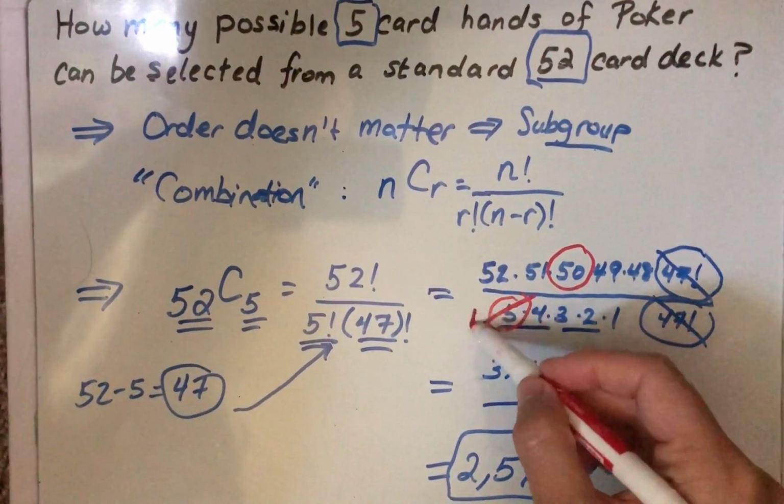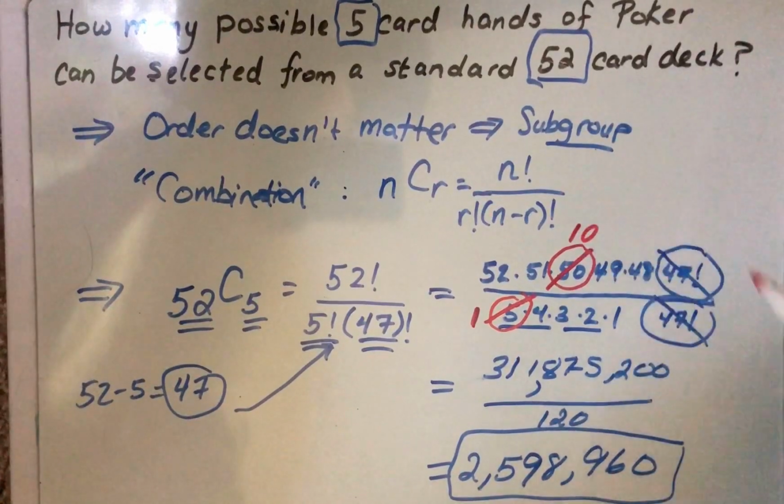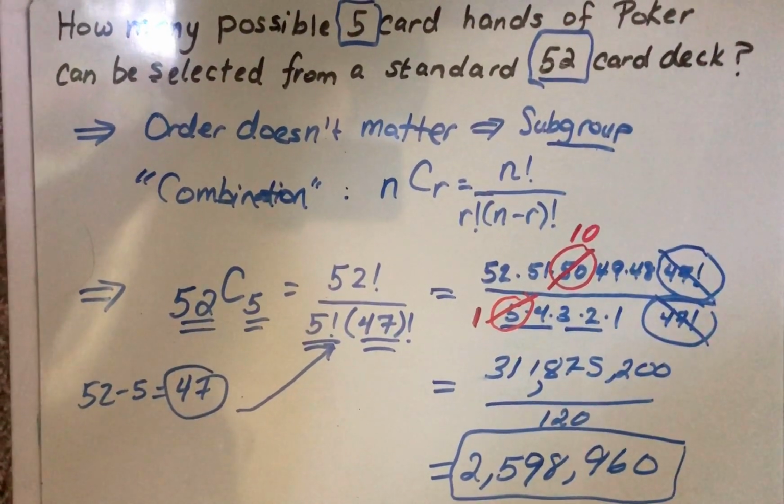5 goes into itself 1 time, but it goes into 50 10 times, right? 5 times 10 is 50. Okay, so you can cancel, and now you have smaller numbers to multiply in the numerator and the denominator.